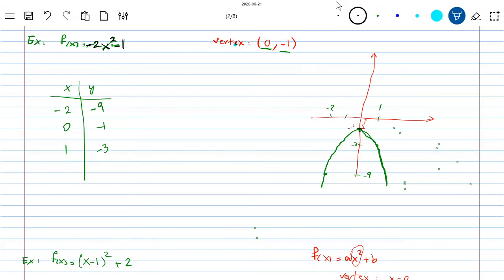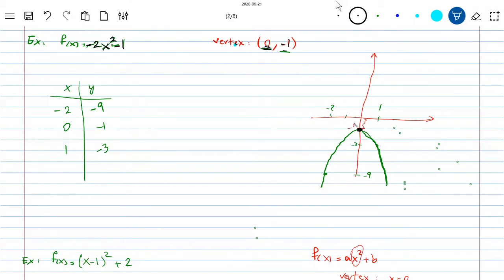Again, vertex is at 0, x value of 0. How do I find the y value? Replace 0 into the function. -2 times 0 squared is 0, minus 1. That basically, b is the y value. So I have the point (0, -1). This is the point (0, -1), and I know it's a vertex.